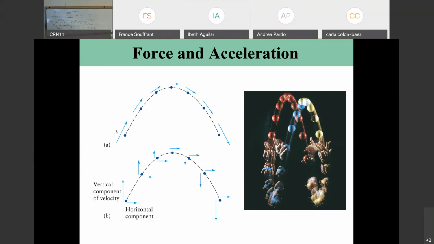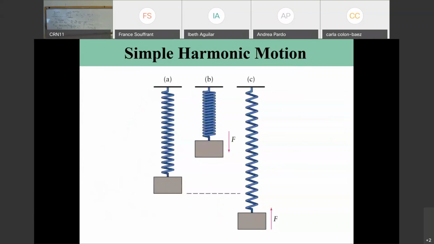Another motion where we have an interesting force acting, and you guys are going to do a lab on that, is this one. Hooke's law / simple harmonic motion. Let's talk a little bit about that, so when you do the lab, you understand it.